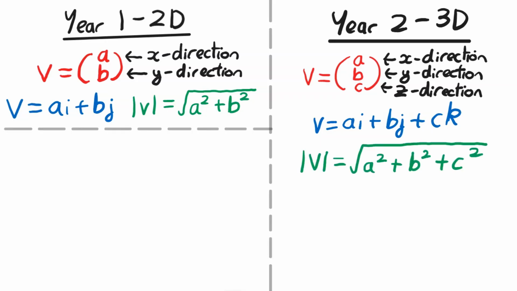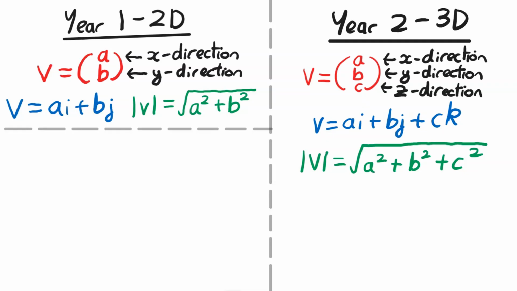It's the exact same in year two with 3D vectors, but we also have this c part which controls the z direction in the square root as well. So essentially, the only difference between 2D and 3D vectors is you always have this c part controlling the z direction added on as well.